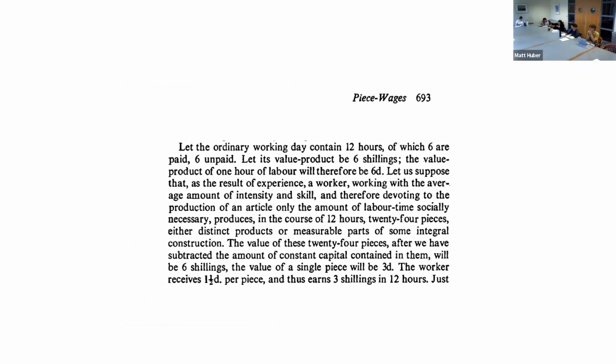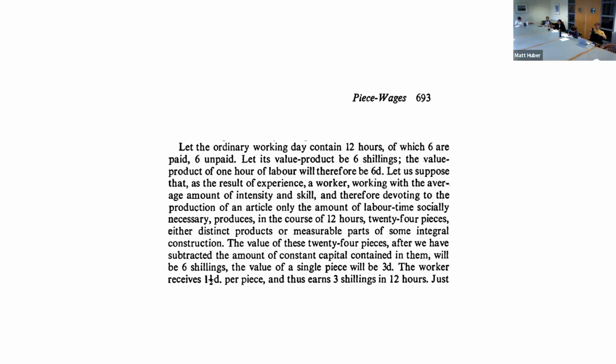And he shows that, okay, if we have our 12 hours, 6 paid, 6 unpaid, the value product, 6 shillings, the value product of 1 hour of labor will be 6D. I still don't know what D is. Let us suppose that as the result of experience, a worker working with the average amount of intensity and skill, devoting to the production of an article only the amount of labor time socially necessary, produces in the course of 12 hours 24 pieces, either distinct products or measurable parts of the same integral construction. The value of these 24 pieces, after we have subtracted the amount of constant capital contained in them, will be 6 shillings. The value of a single piece is 3D. The worker receives 1.5D per piece and earns 3 shillings in 12 hours.